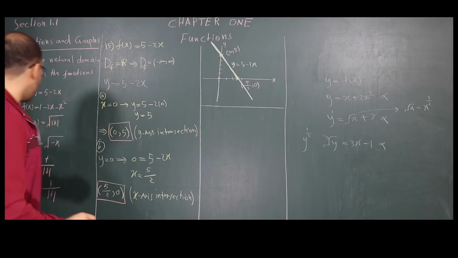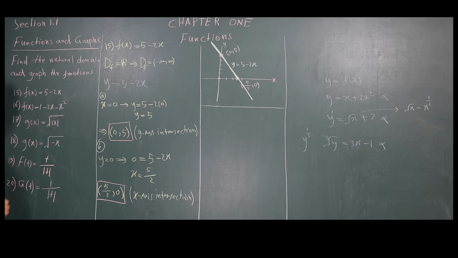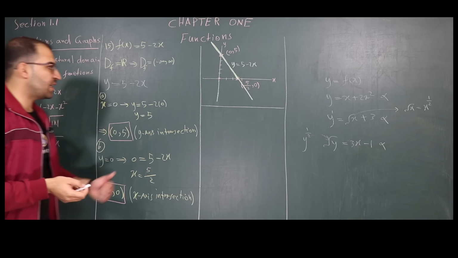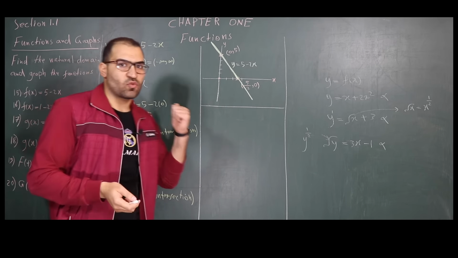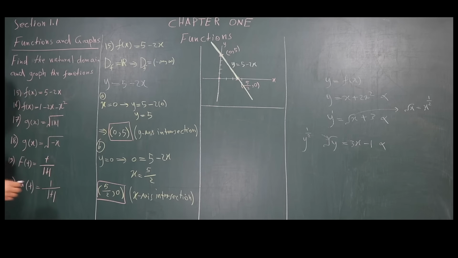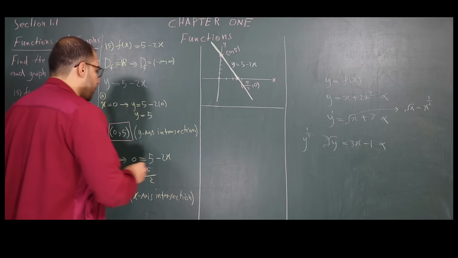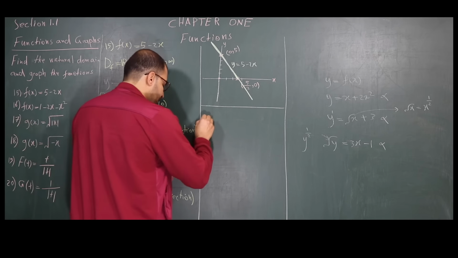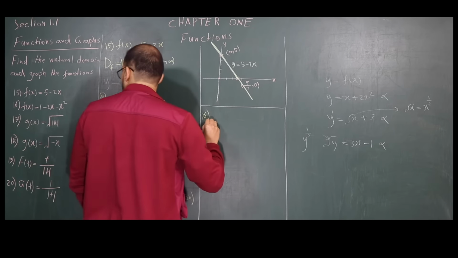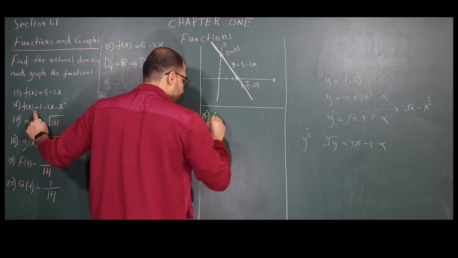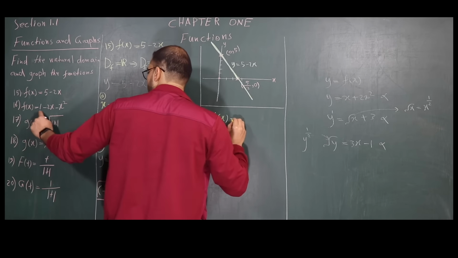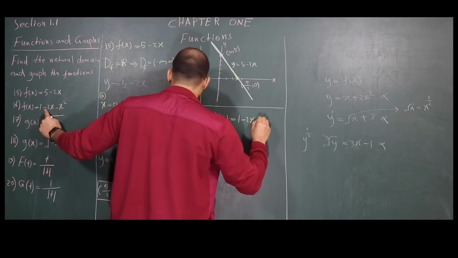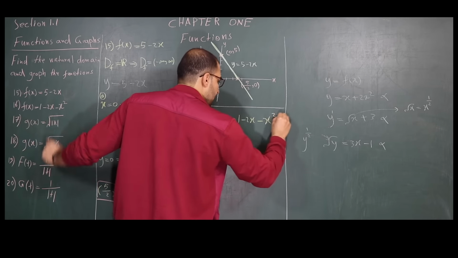Now we're moving to the next one, which is also a polynomial, but it's not as easy to plot as this one. It needs a simple procedure to plot. So question 16: f of x equals 1 minus 2x plus or minus x squared.